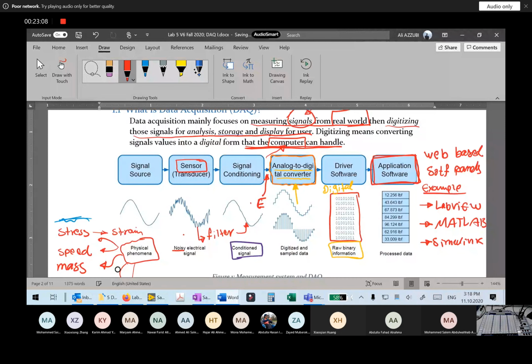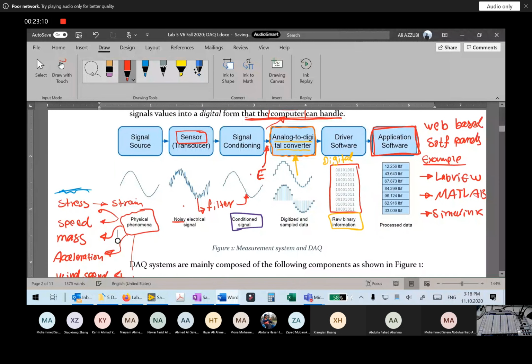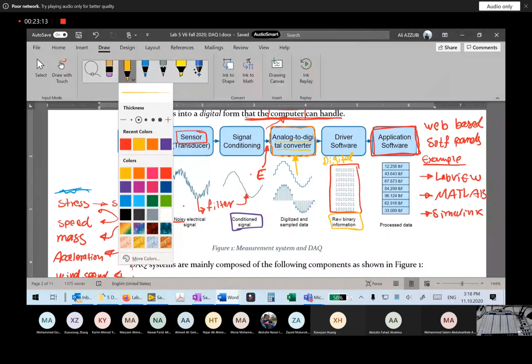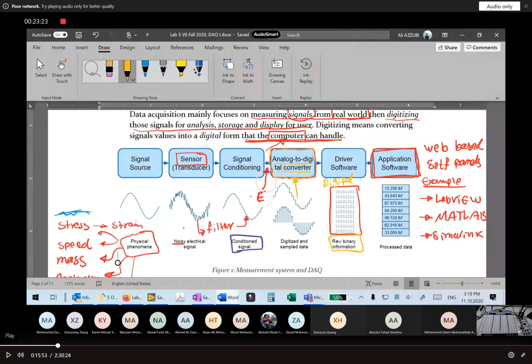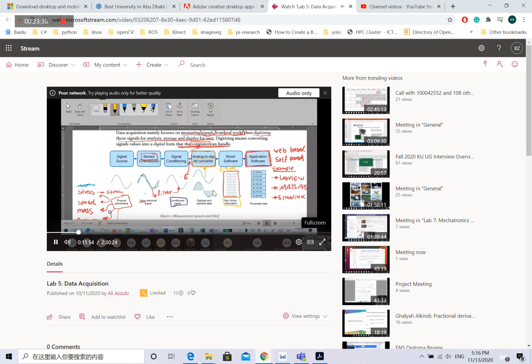All right. So this is a very simple introduction about data acquisition. Simply, you have the analog world and here you have the digital world. To convert from here to here, you have some limitations.